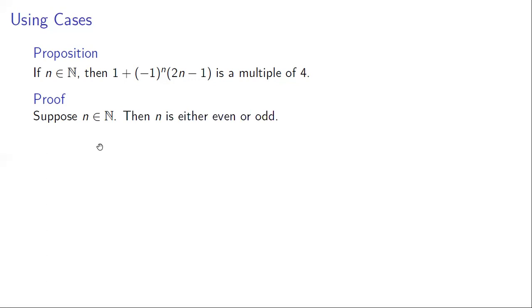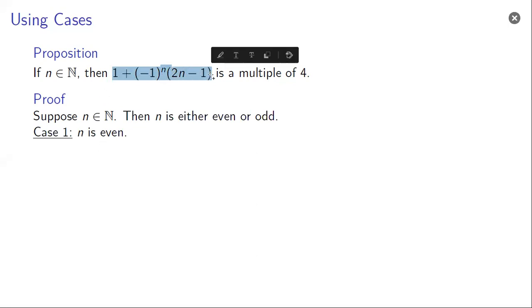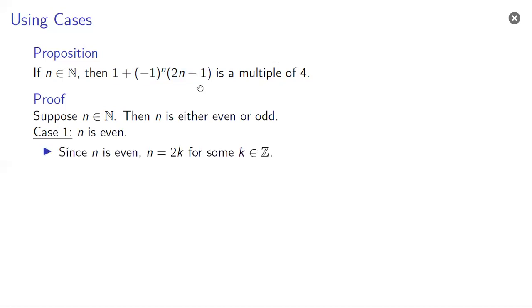If n is a natural number, then obviously n has to be either even or odd. Every natural number is either even or odd. So let's break this situation down into 2 cases. Case 1 is where n is even. What we're going to do in case 1 is show that if n is even, then this is a multiple of 4. Then we'll go on to case 2, which deals with the case where n is odd, and we'll show that there too, this is a multiple of 4.